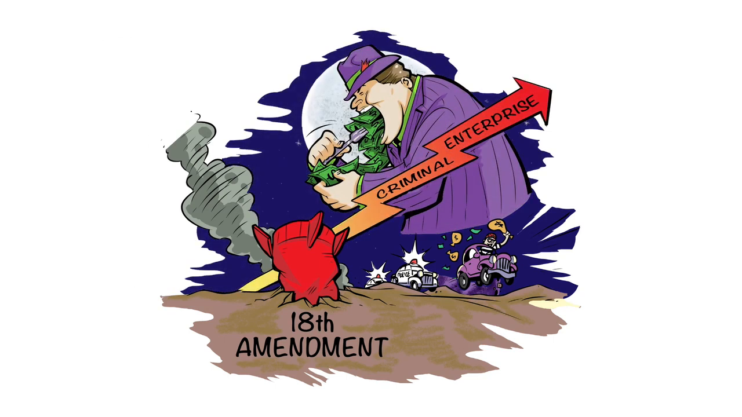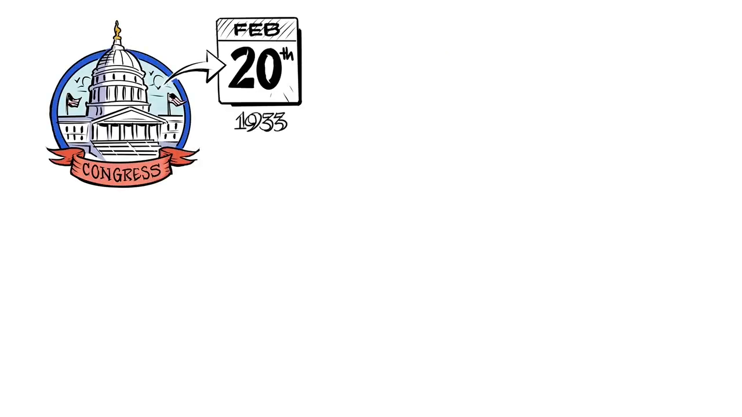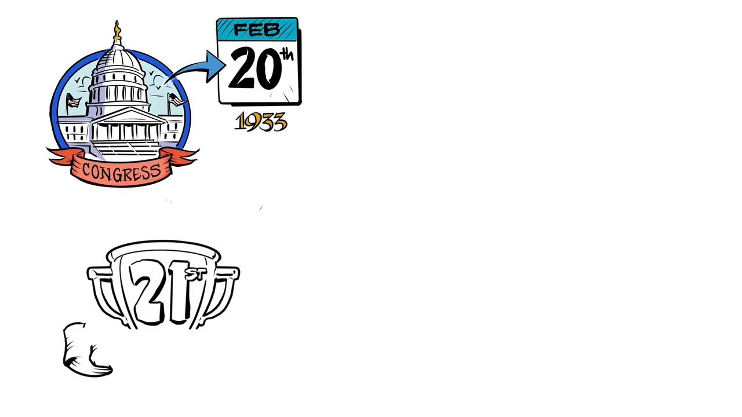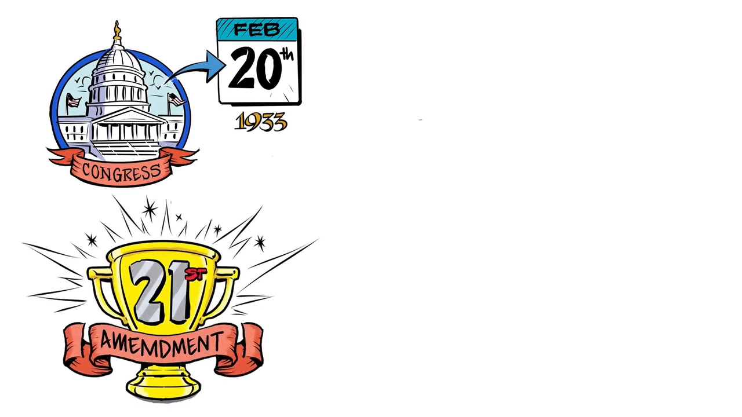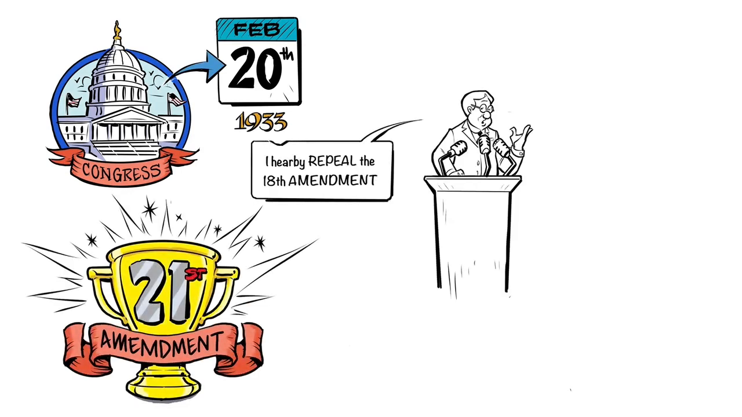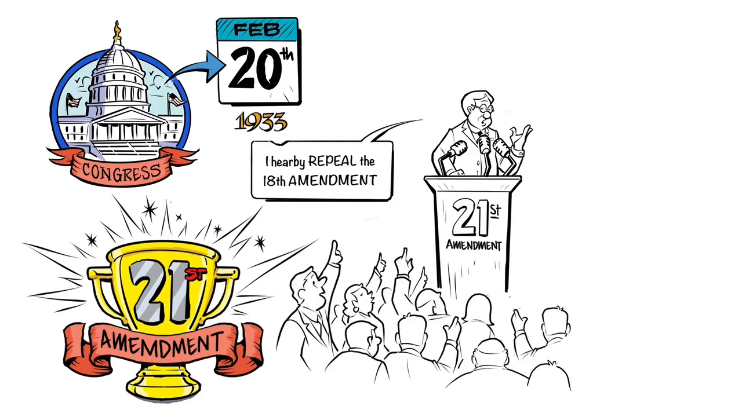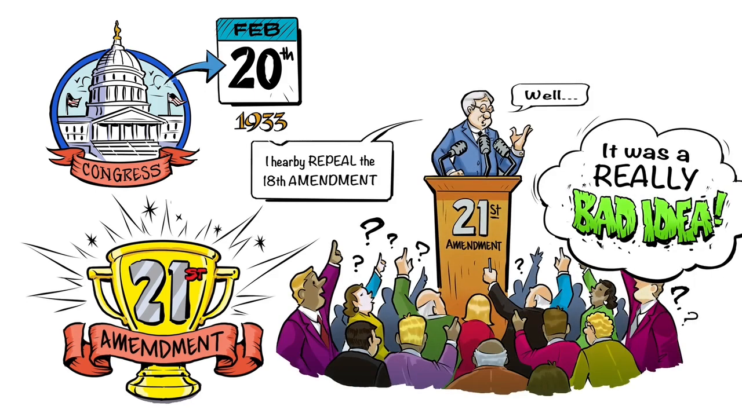In a big way. So Congress proposed another amendment on February 20th, 1933, the 21st Amendment. What did the 21st Amendment do? The 21st Amendment repealed the 18th Amendment. The 21st Amendment is the only amendment ever added to repeal another amendment.